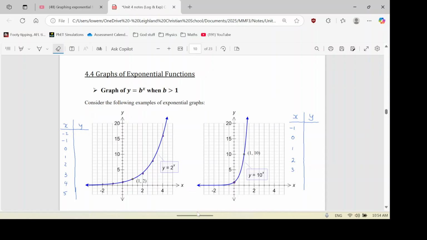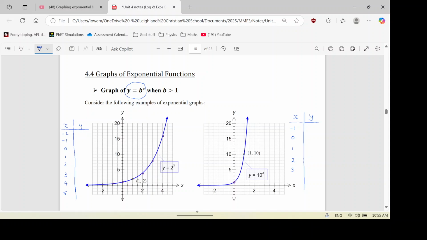Alright, we are looking at graphs of exponential functions. So the most basic form of an exponential graph is where our function is written like this: y equals b to the power of x, and this b is just any positive number greater than 1. So here's a couple of examples. We've got y equals 2 to the x and y equals 10 to the x.